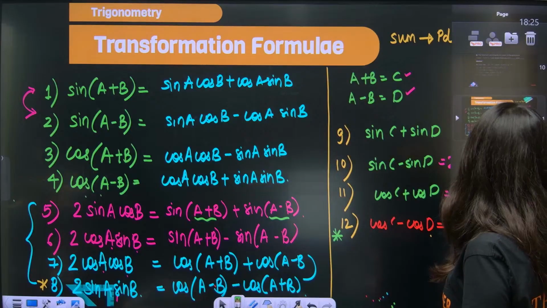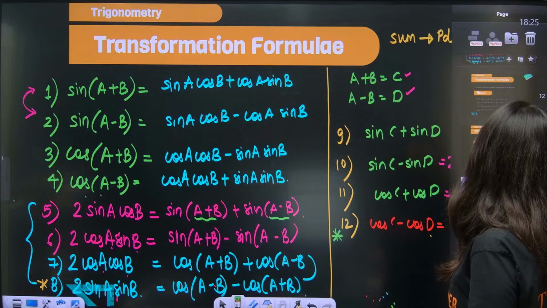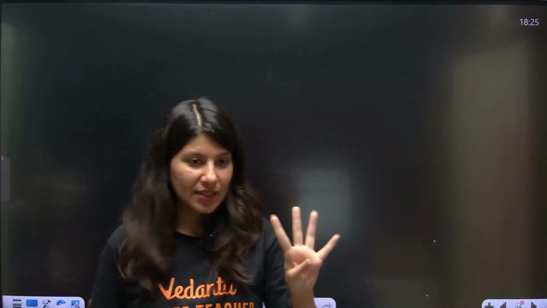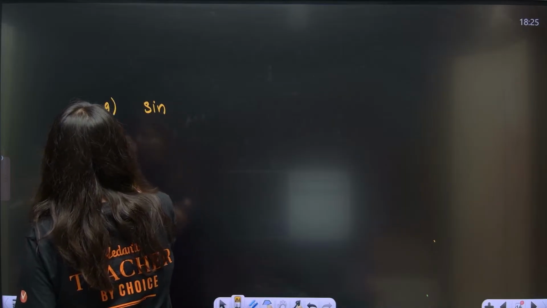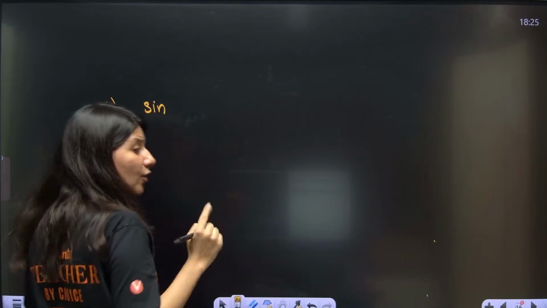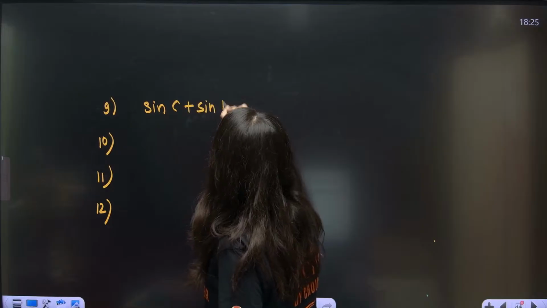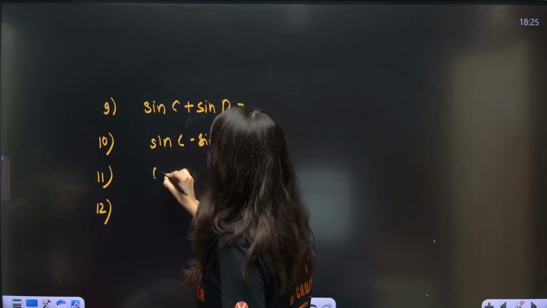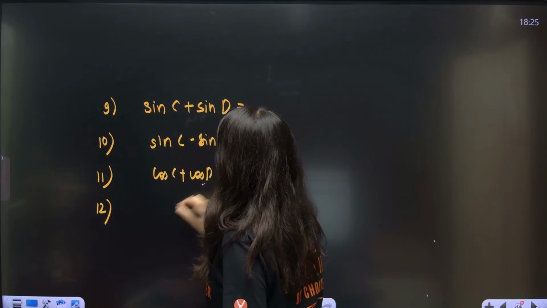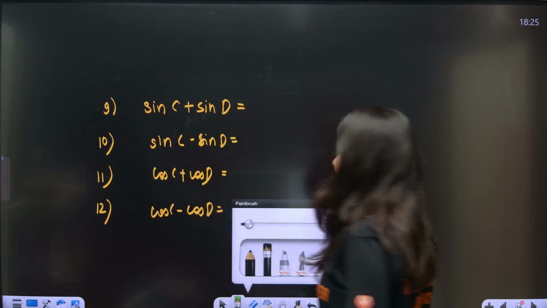Now understand this nicely. Before doing the let's solve part, I am going to talk only about 4 formulas, the last 4, formulas 9, 10, 11, 12. Remember these 4 formulas with me: sin C plus sin D, sin C minus sin D, cos C plus cos D, and cos C minus cos D. Try recalling with me, everyone.